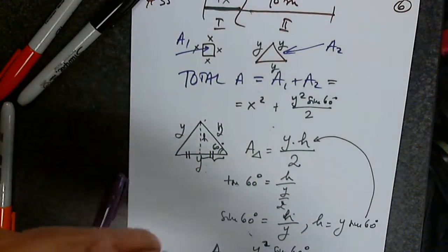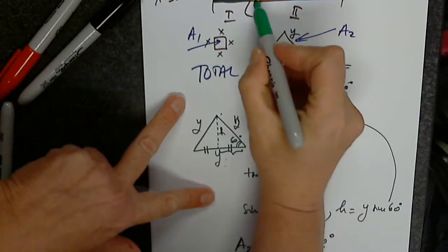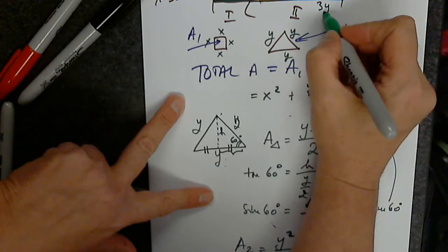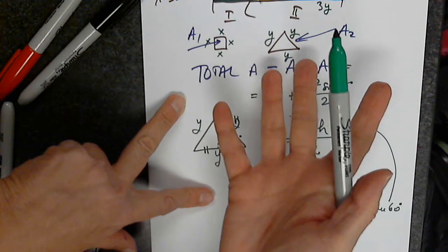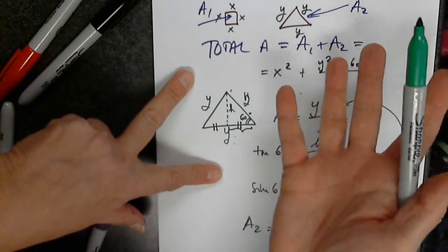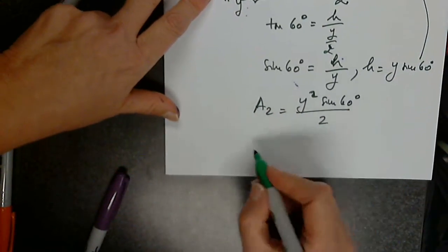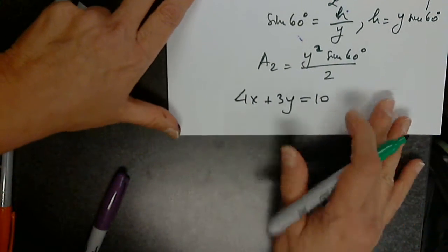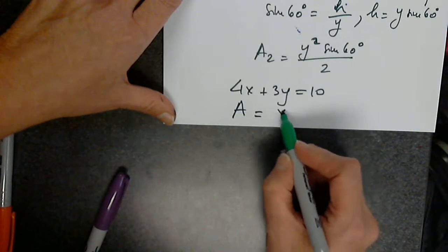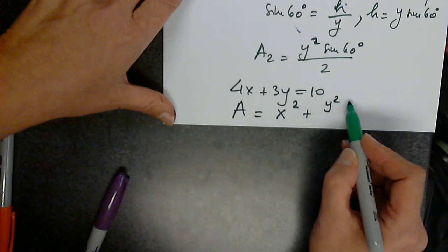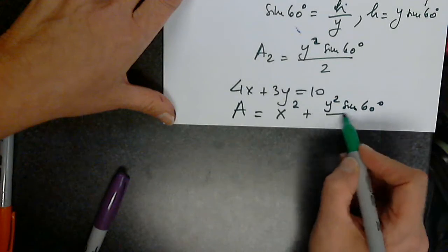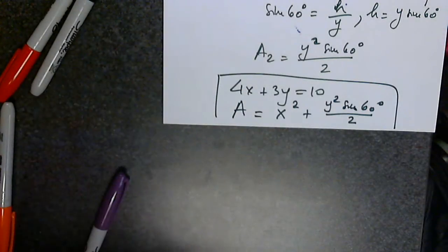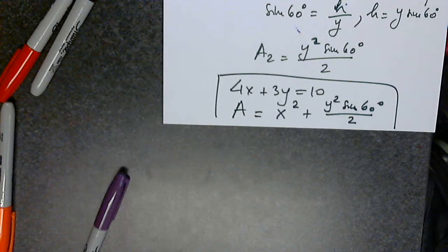So then, how much is this? Very good. So I have another equation. What equation I have now? I have that 4x plus 3y equals 10. And I have that the total area is x squared plus y squared sine 60 over 2. I have to do something about these two because I don't know how to differentiate a function with 2 variables.